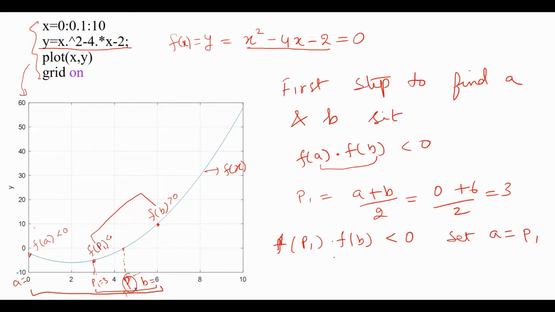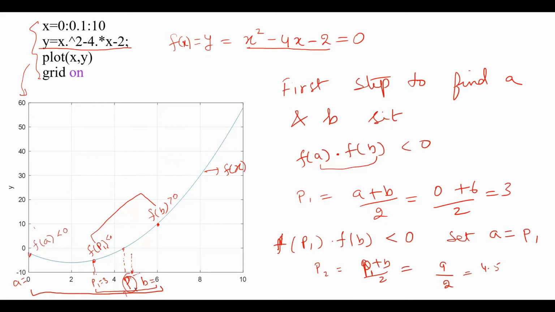In the next iteration, what will you do? You will again do, since you have set a, you can write a plus b divided by 2. Since p1 is now a, you can write it as p1 only if you have any confusion. So p1 plus b divided by 2, so 3 plus 6 divided by 2. So this will be 9 divided by 2, around 4.5. So you can see that you will come somewhere here.